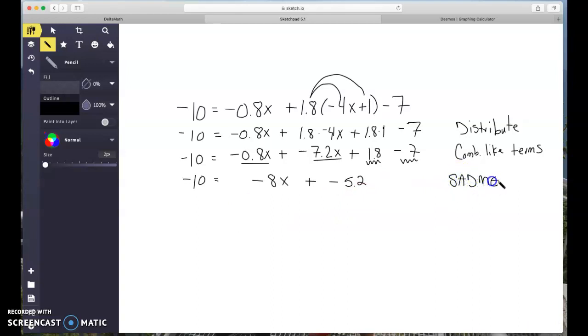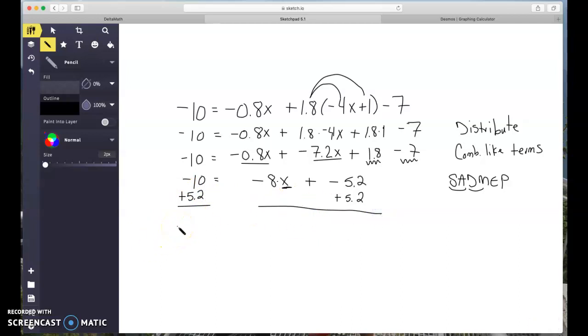And what I know about my inverse operations to isolate my variable, or to get my x all by itself. So I see I have this negative 8 that's being multiplied, and I have this negative 5.2 that's being added. So I want to get rid of the added or subtracted term first. So the opposite of negative 5.2 is plus 5.2. If I do it to one side of my equal sign, I must do it to both sides of my equal sign.